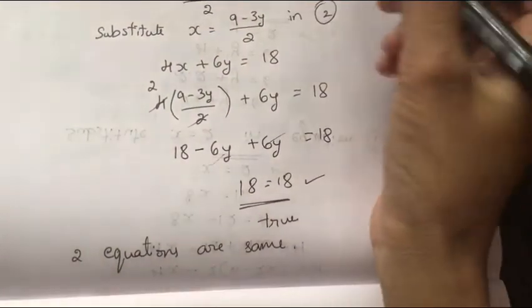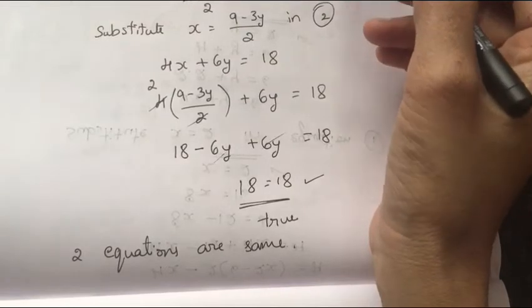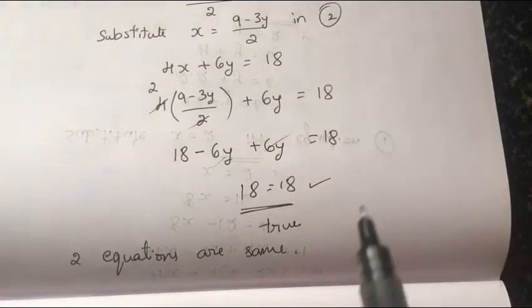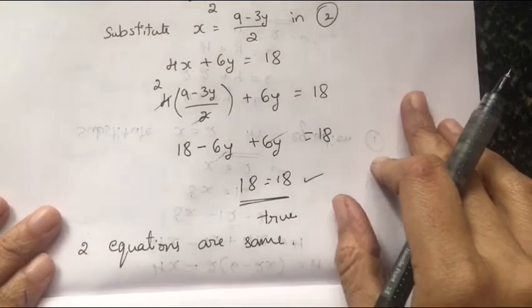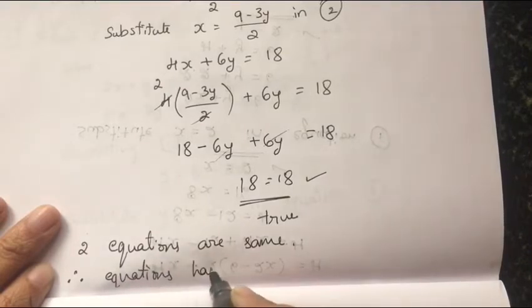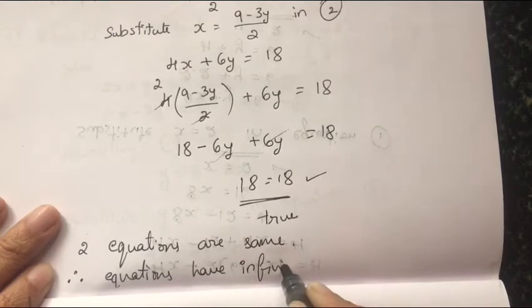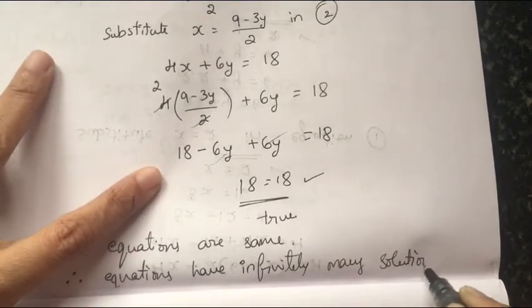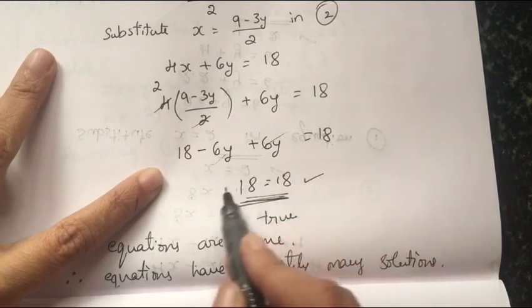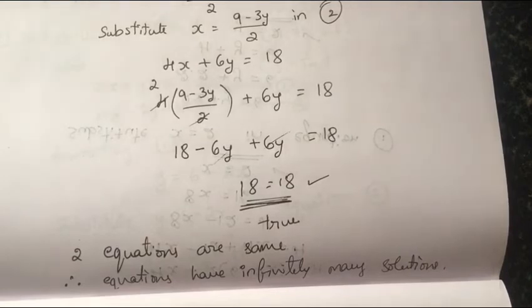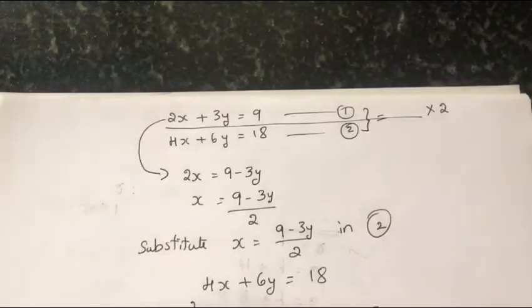So if you multiply equation 1 by 2, you are getting the second equation. So in this case, we are saying the equations have infinitely many solutions. This is only in those cases where you are getting left hand side equal to right hand side after substitution. Okay, there may be other situations like this. So this is example 2.